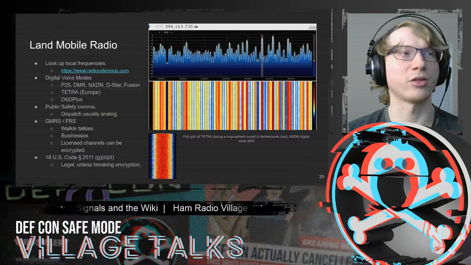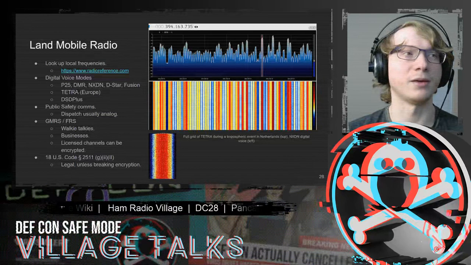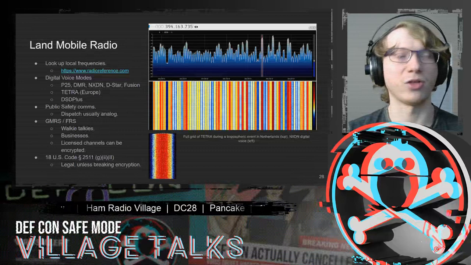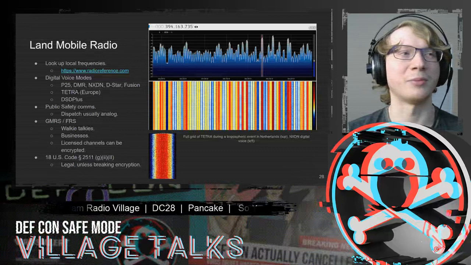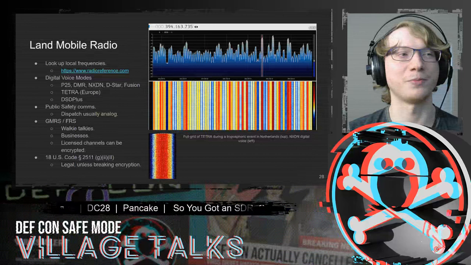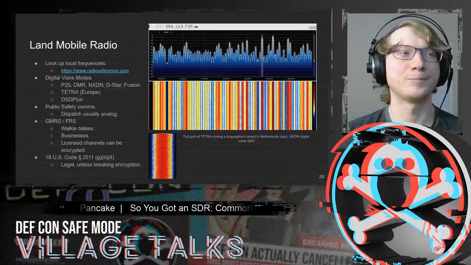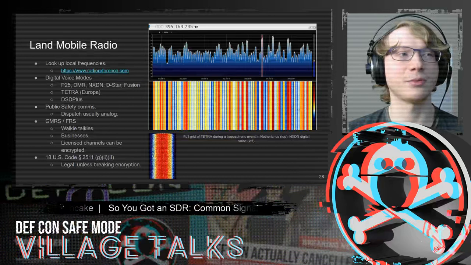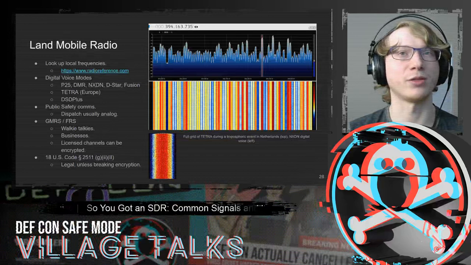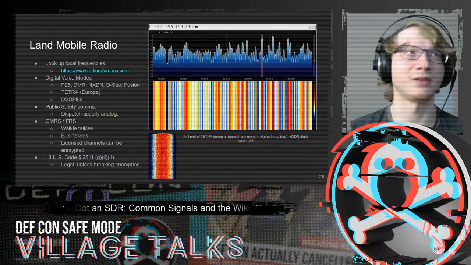GMRS and FRS is walkie-talkies in businesses. Licensed channels can be encrypted, others can't be. And that law code there at the bottom allows you to listen to everything as long as you're not breaking encryption. Because it's perfectly legal to listen to these things. It doesn't seem like it, but it is, unless they make an attempt to encrypt it.